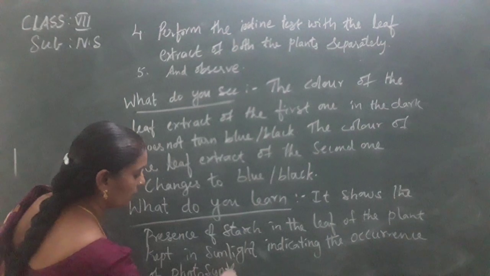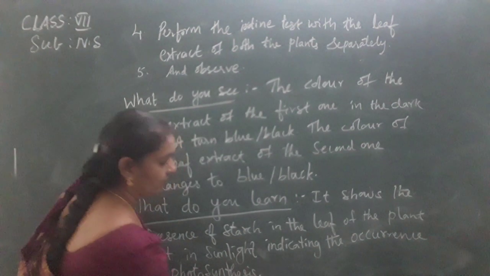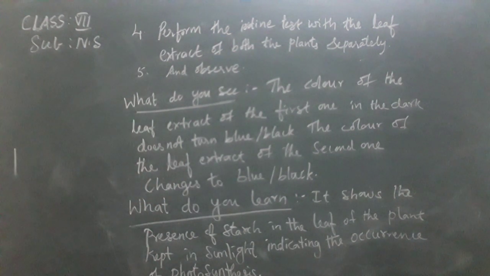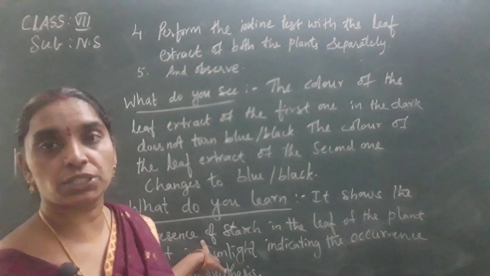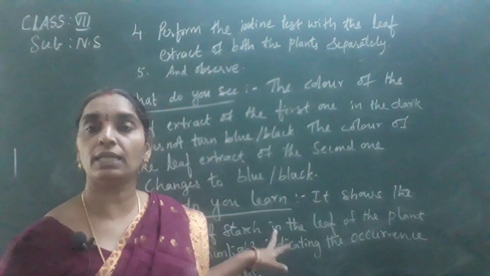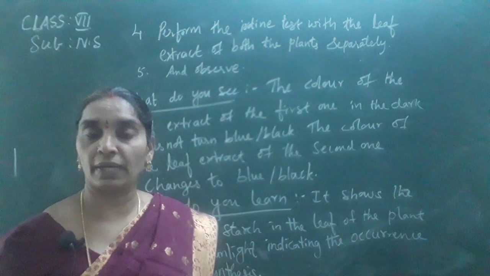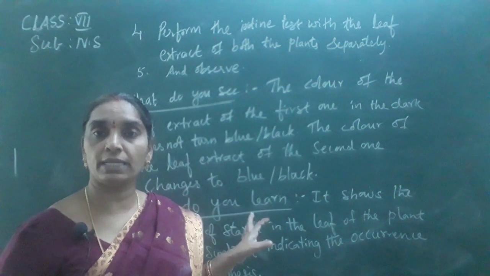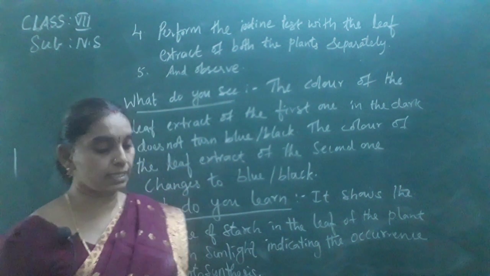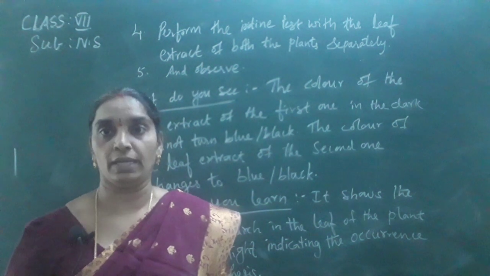Note down, children. This part is very important for you. What do you learn? The presence of starch is not found in the leaves that are kept in the dark. That means they cannot prepare their own food. So sunlight is essential for photosynthesis.